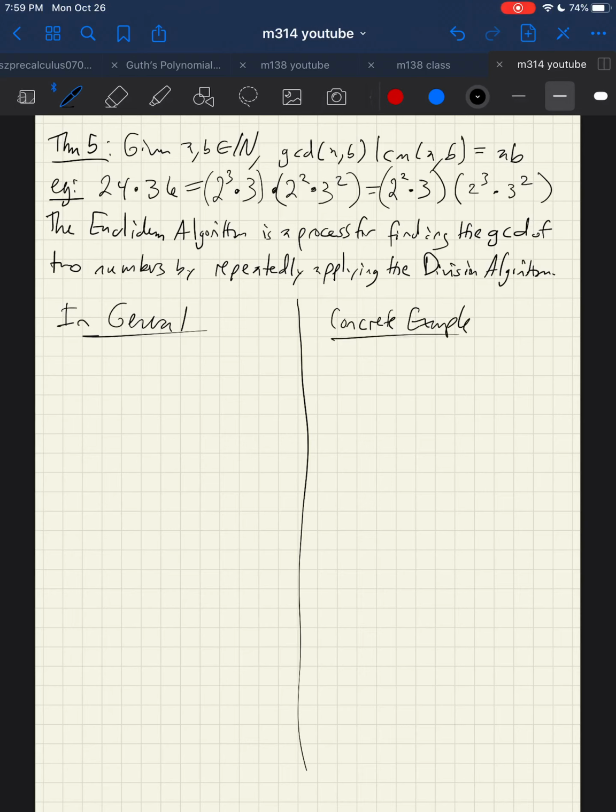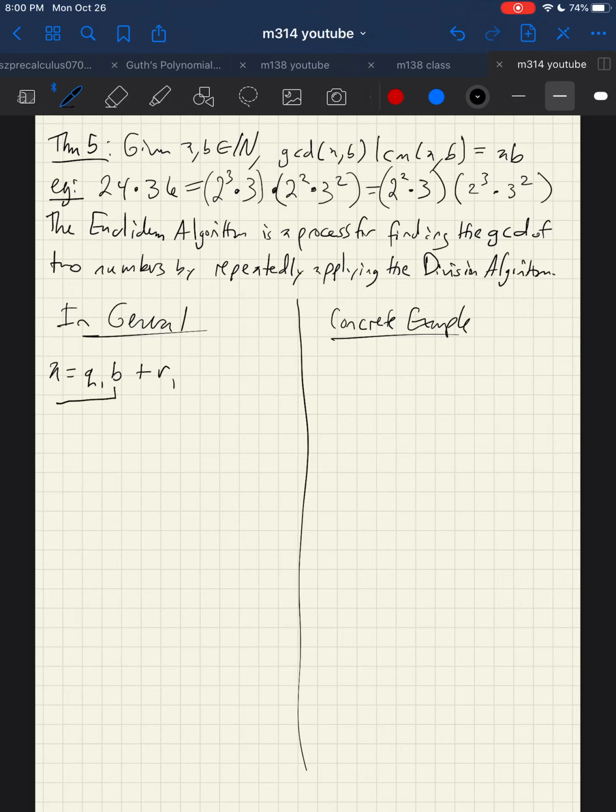Because I think it's a waste of time for me to describe this in general too much without giving you a concrete example. I want you to be able to see them side by side. So in general, I'm going to start with A equals Q1 B plus R1. So I've applied the division algorithm to A and B.